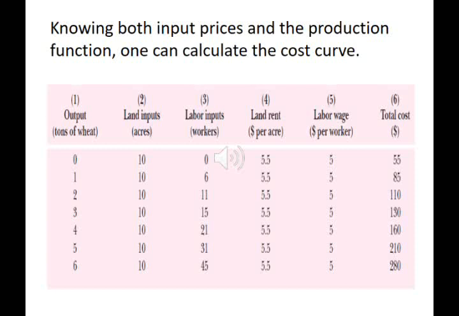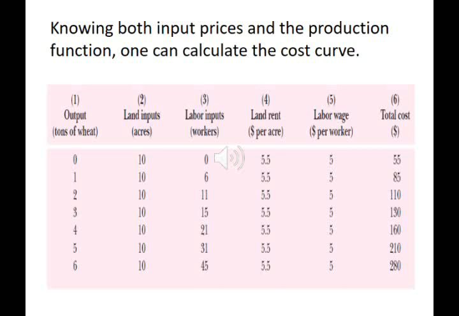Okay? To start producing 1 ton of wheat, our producer will stay paying for the rent, the 10 acres of land, which is 10 times 5.5, 55, plus he will start hiring 6 workers in order to produce 1 ton of wheat. And each worker will be getting $5, so it will be 6 times 5, which is 30. So the total cost facing our producer, if he wants to produce 1 ton of wheat, will be 55 plus 30, which is 85. Okay?